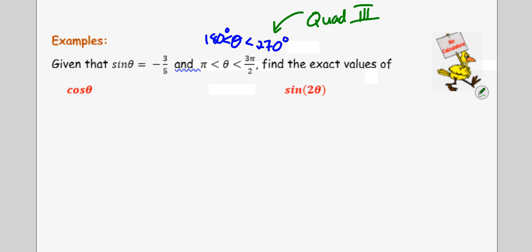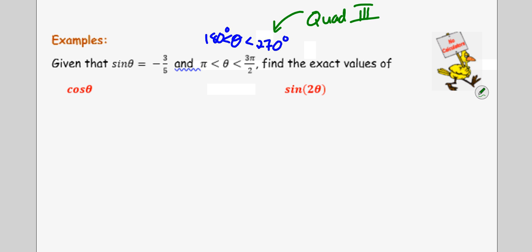But just be aware, for sine 2 theta, if you double something in quadrant 3, the angle could end up in quadrant 1 or 2, so you might get a positive. Anyway, when we do sine 2 theta, I'll explain that one. Given that sine theta is negative 3/5, that's why it's negative 3/5. When I wrote this question, I accidentally made it positive 3/5, then I had to change that because it's quadrant 3, so I made it negative. So find cos theta.